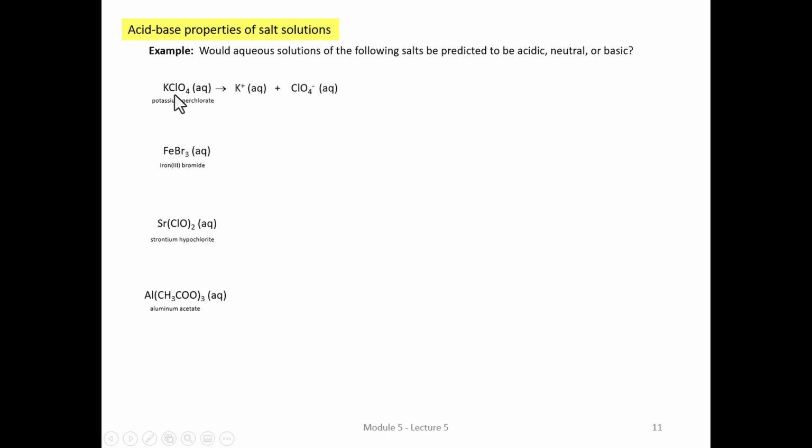Well, potassium perchlorate would dissolve and break up into potassium ions and perchlorate ions. Potassium ions are neutral in solution. It's a singly charged group 1 ion. Again, you could refer to the table of examples on the previous slide. Perchlorate is neutral because it's a conjugate base of the strong acid perchloric acid. So we would expect a solution of potassium perchlorate to be neutral.